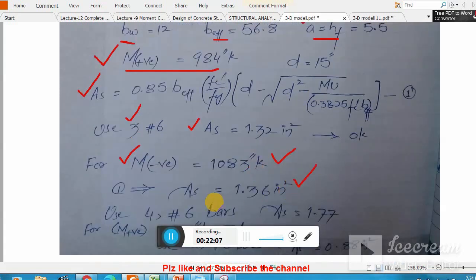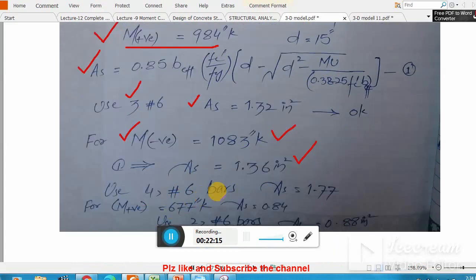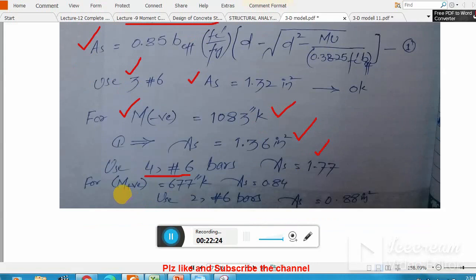A is equal to 1.36 inch square. Okay, and for this steel area you need 4 number 6 bars. AS will be, if you provide 4 number 6 bars, your AS provided will be 1.77, remember. And for positive, that is for the middle span, the positive moment is this one. So you need to check the T-beam or rectangular beam analysis and then just plug this value M positive here, you got AS is this one.